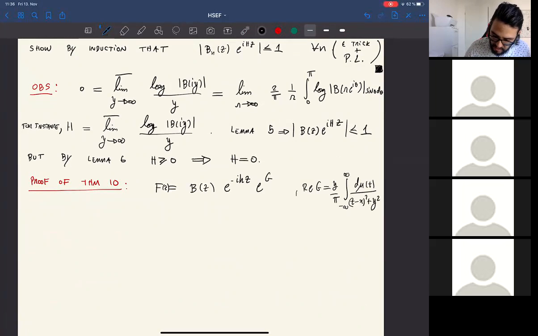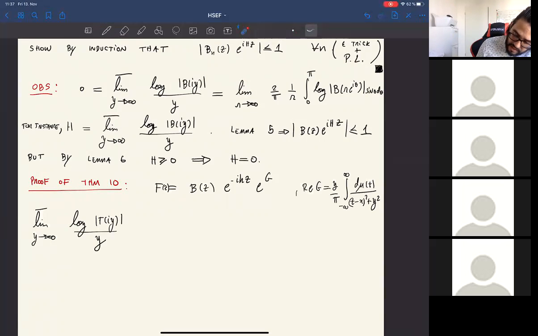And this measure is not necessarily positive, but mu is a difference of two non-decreasing functions. Great. Bottom line, if I take the lim sup when y goes to infinity of the log of f, this would be the same as taking the limit. I would take the real part here and divide by y and send y to infinity.